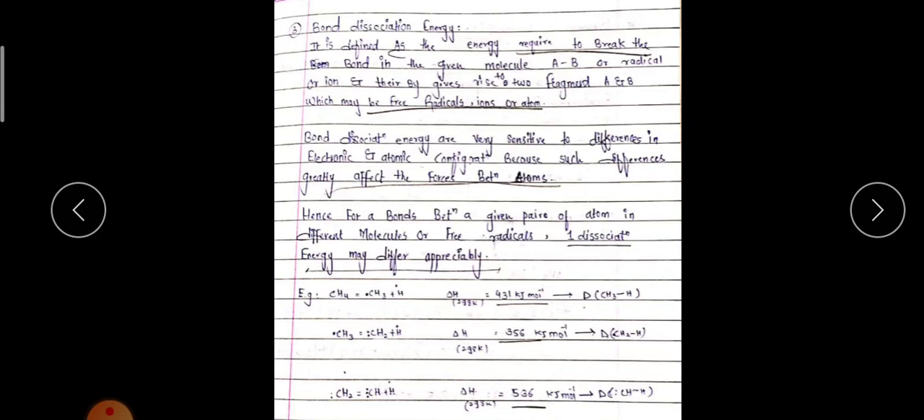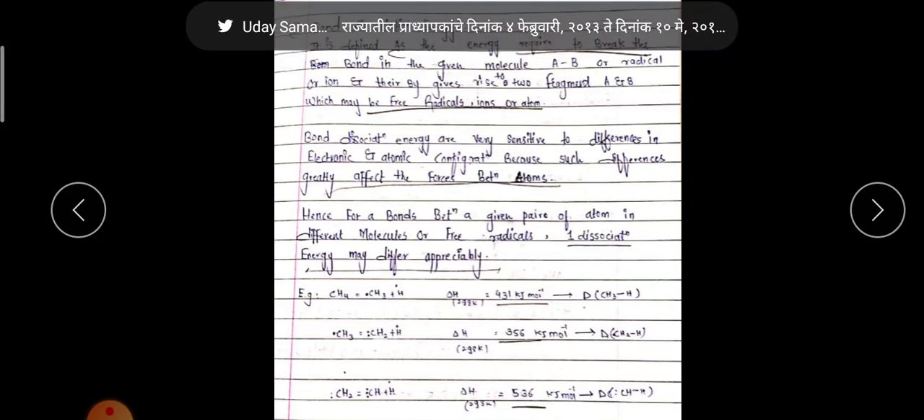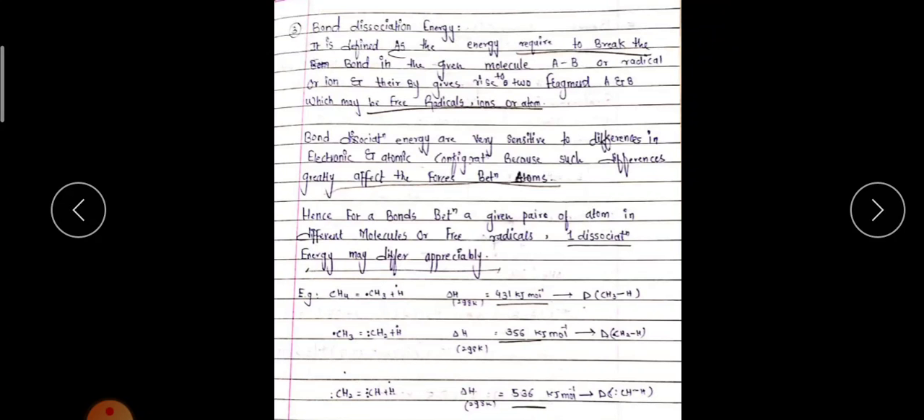Bond dissociation energies are very sensitive to differences in the electronic and the atomic configuration, because such differences greatly affect the forces between the atoms. Hence, for the bonds between a given pair of atoms in a different molecule, or for a radical, first dissociation energy may differ appreciably.